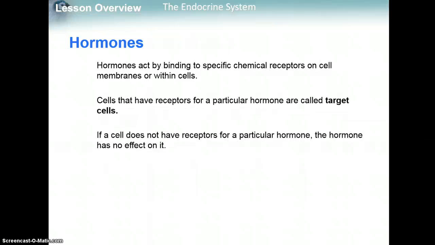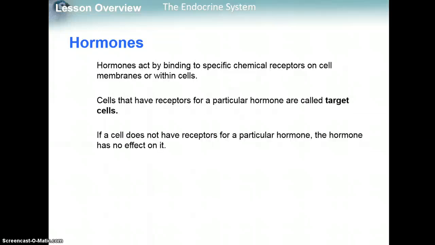Hormones act by binding to a specific chemical receptor on cell membranes or within the cell. So some cells have binding sites for specific hormones while other cells don't, so those hormones won't affect those cells. Cells that have receptors for a particular hormone are called target cells, so they're being targeted by the hormone. If a cell does not have the receptor for a particular hormone, that hormone has no effect on it.